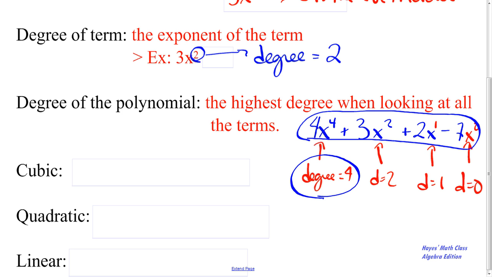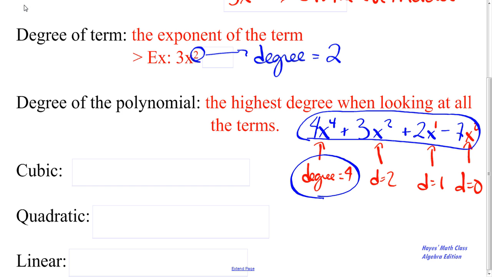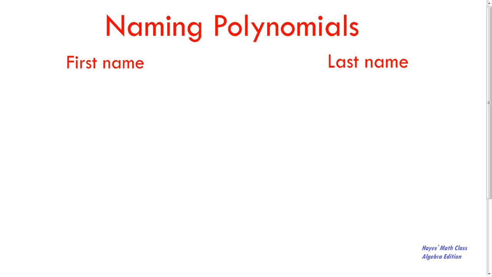Now before you say it, some of you are going to be thinking, but Mr. Hayes, what happens? You know what? I'm not going to erase it. I'm just going to start a new page. My apologies. But isn't it just the first one, right? It's just whatever that degree on the front part is.